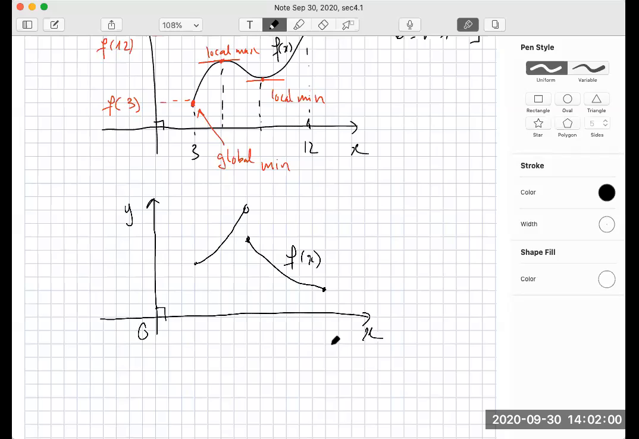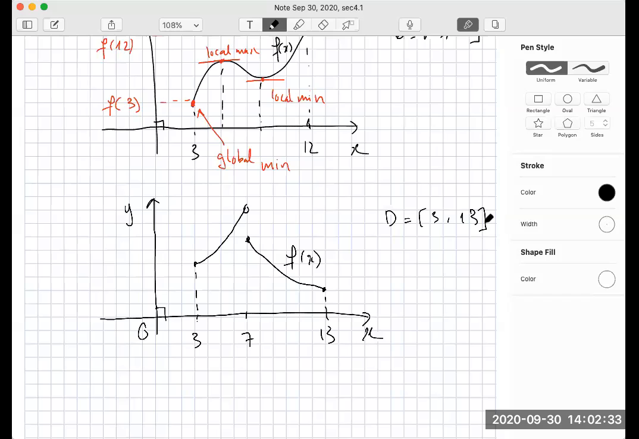Now, you see that, suppose this is 3 and this is 7. This is 13, right? So what is the domain of this function f? Yeah, from 3 to 13, right? It is defined on this interval. Very good.